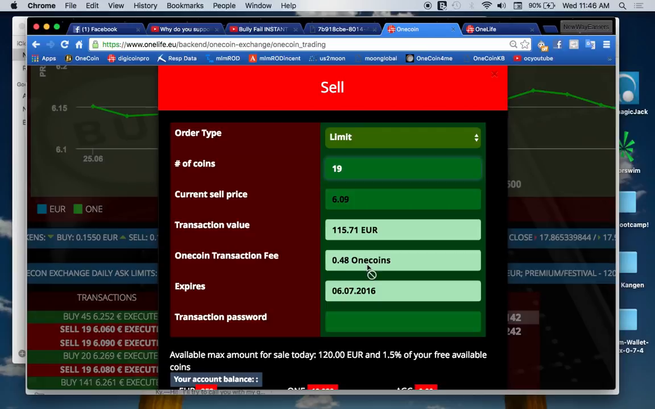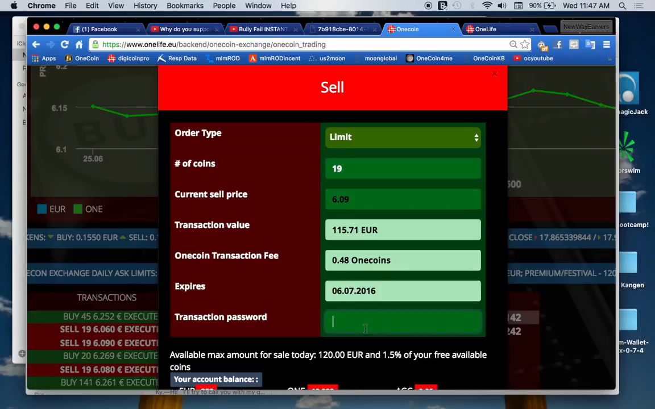Ouch, that hurts me. You know why? Because it's really nothing compared to what a bank charges. But at the same time, I know that a half a OneCoin down the road could be a $50 transaction right there. But I'm making this video for your benefit, for your education, because I don't want people to have to do this themselves to figure out whether or not it's real.